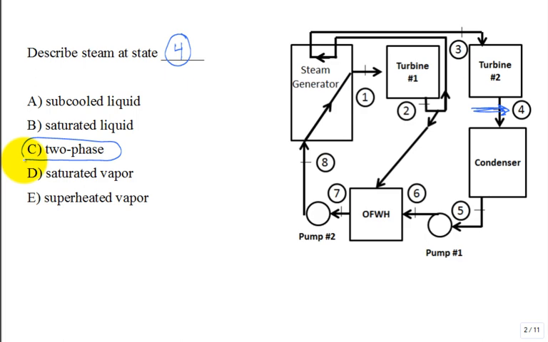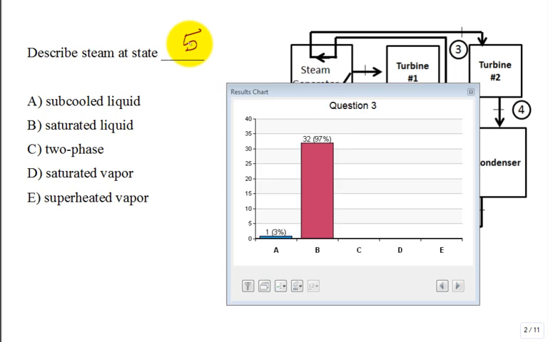And let's answer this one. Let's talk about state 5. How would you describe state 5? Would that be subcooled liquid, saturated liquid, etc.? A, B, C, D, E, state 5. All right, let's go ahead and show the results. So, B, saturated liquid is correct.